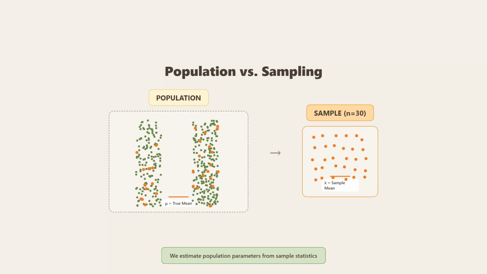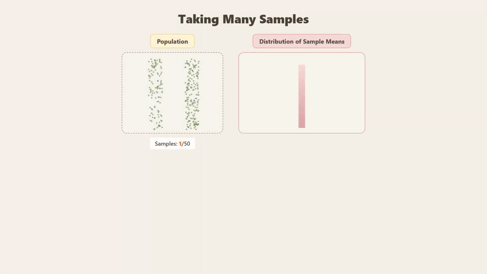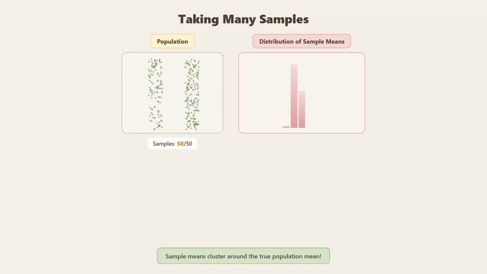This is the foundation of statistical inference and machine learning. Now, here's where it gets interesting. What happens if we don't just take one sample, but many samples? Each time we collect a new sample, we calculate its mean. Do this 50 times, 100 times, and something remarkable emerges. Those sample means start forming their own distribution.